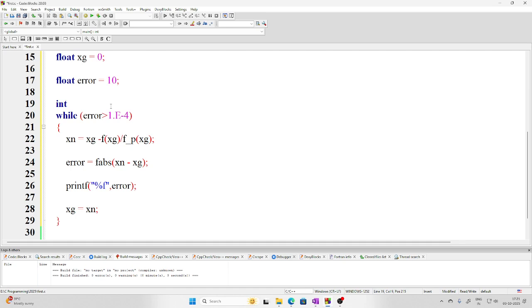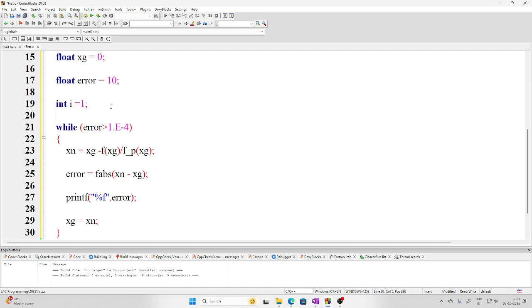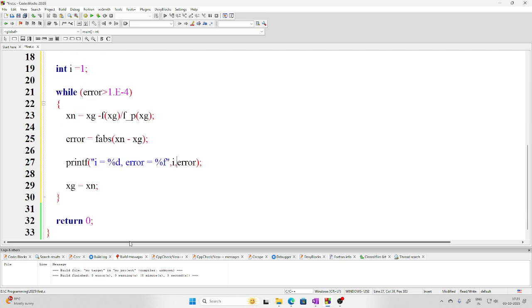So int, let's say i is that counter which is starting with 1, and I have to print this i also. So i is assigned percentage d, and let me write it, error is equal to, so this will be i comma error, and what else I have to do, I have to increment this counter. Once I have done this, I think I have done it correctly.